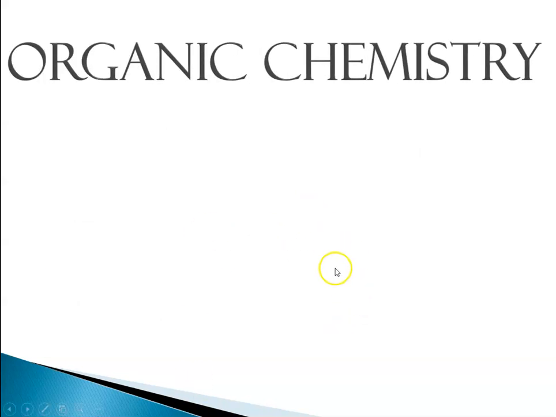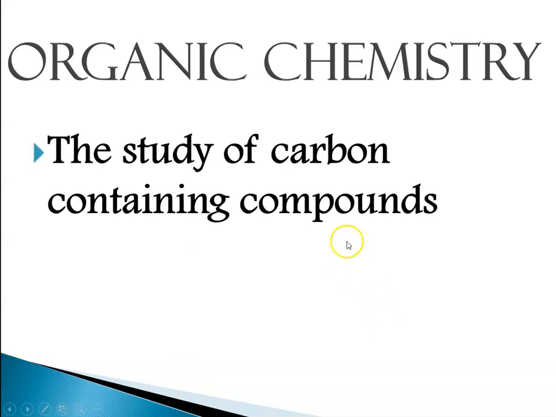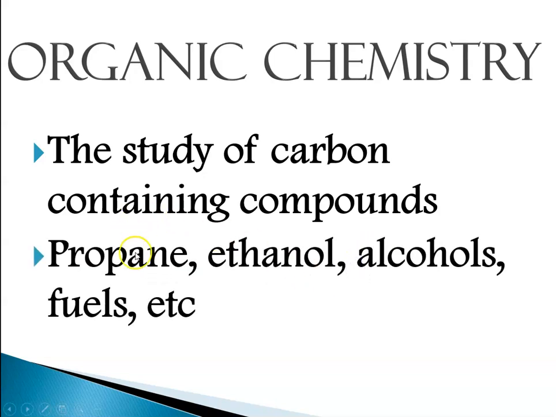First, we'll talk about organic chemistry, and that is the study of compounds that contain carbon. So last year in biology class, you were studying living things, and living things on our planet are carbon-based. So you studied about organic chemistry as well as biology. So examples would be propane, ethanol, all of the alcohols that we'll talk about, fuels, etc. Those are all organic chemicals, and so studying them would be organic chemistry.